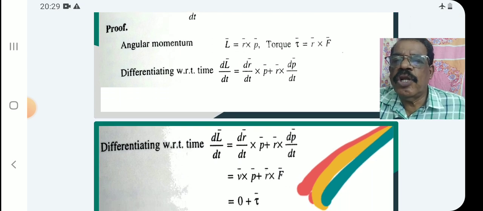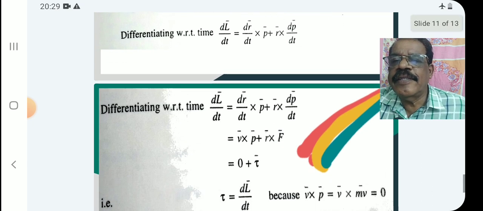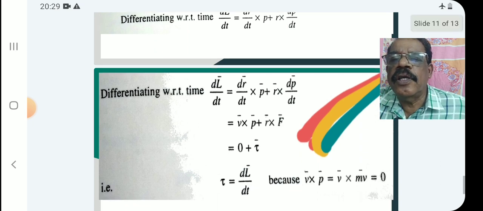Or it is actually not required. r is a constant, so we can write dp by dt in that manner. If we take r is a constant, here we have taken dL by dt is equal to dr by dt into p plus r dp by dt.